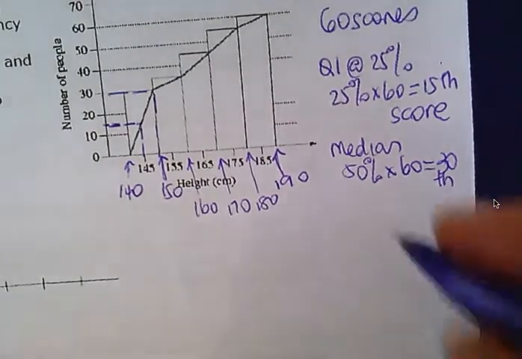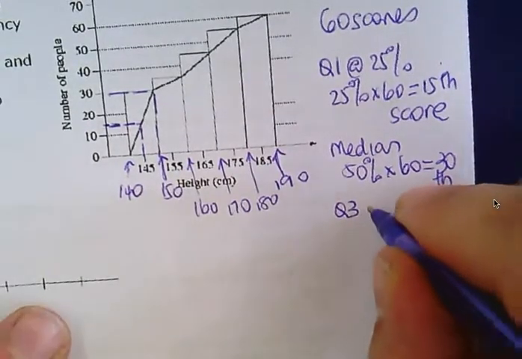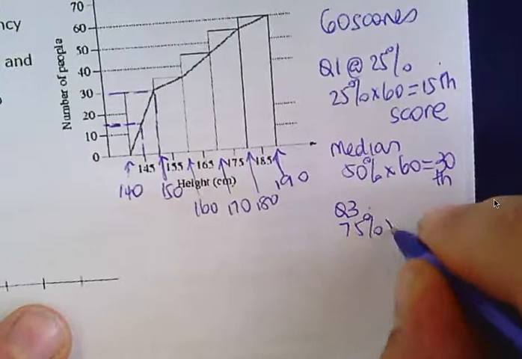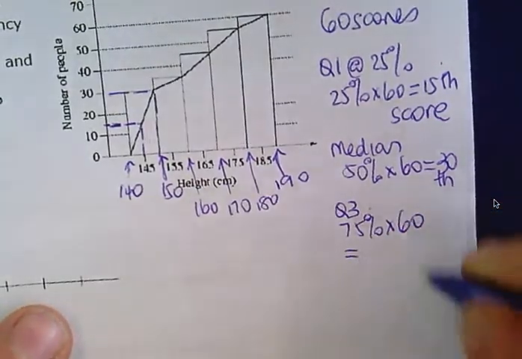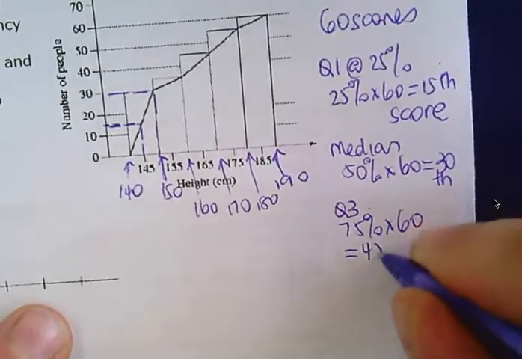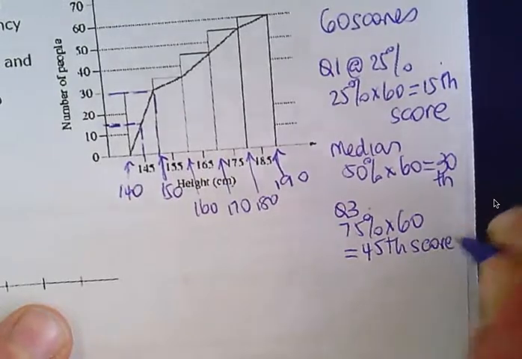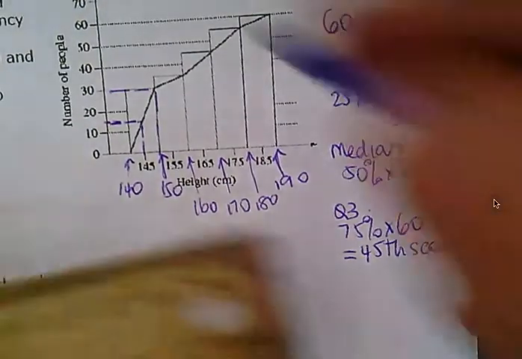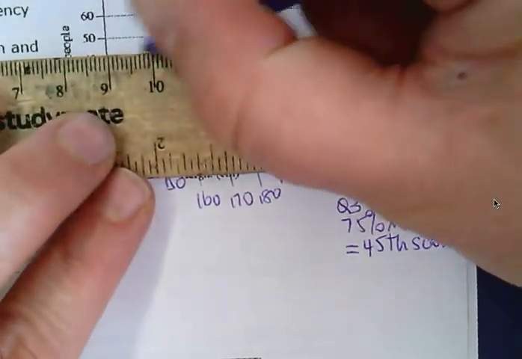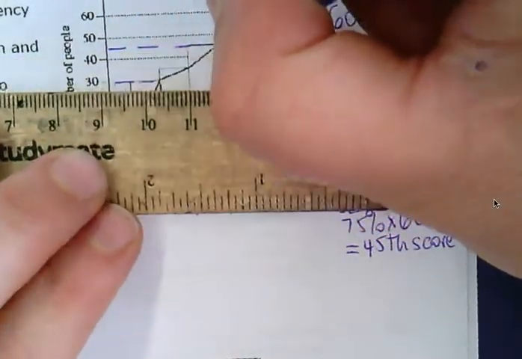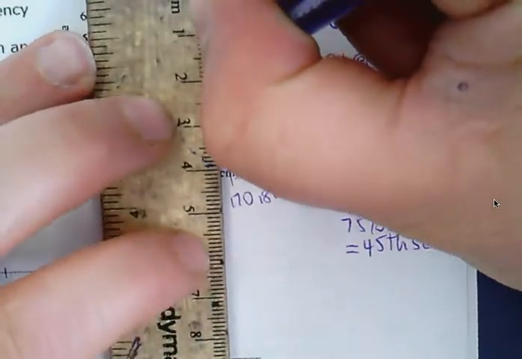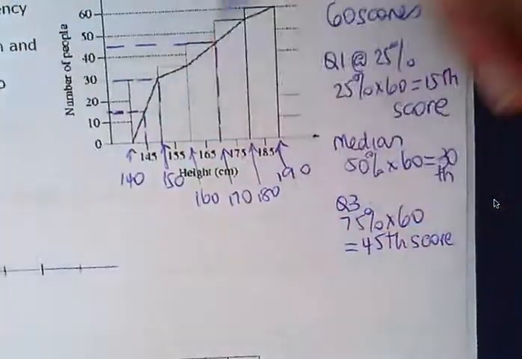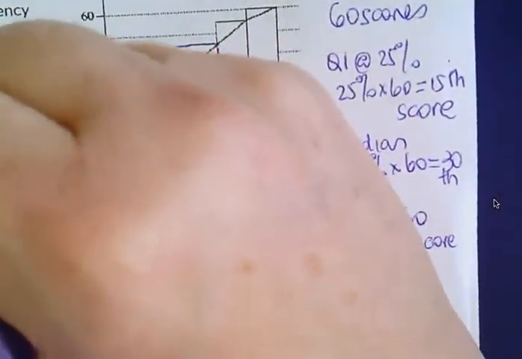Right, Q3 we come across at the 75% mark. So 75% of 60, or 3/4 of 60, is the 45th score. So the actual Q3 is not 45. We come across the 45th score. I think it's on the border again. Yeah. And what is that border? 170. Excellent, 170 for Q3.